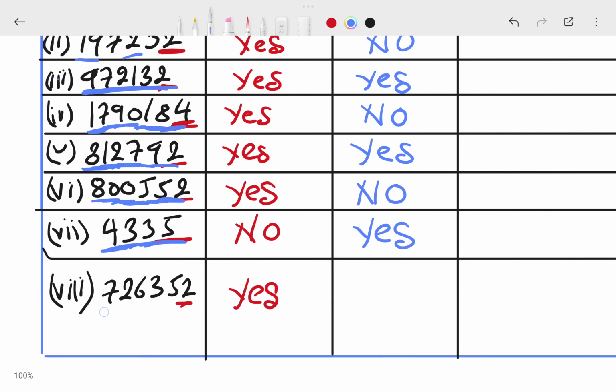Okay, now let's see this. 7 plus 2 plus 6 plus 3 plus 5 plus 2. If you add, 7 plus 2, 9. 9 plus 6, 15. 15 plus 3, 18. 18 plus 5, 23. 23 plus 2, that's going to be 25. So is 25 in the 3 table? No, 25 is not in the 3 table. So this is not going to be divisible by 3.